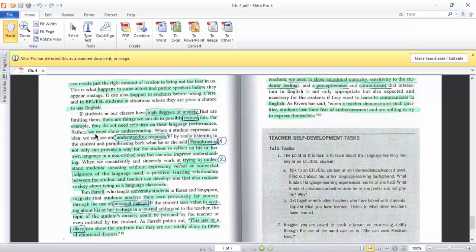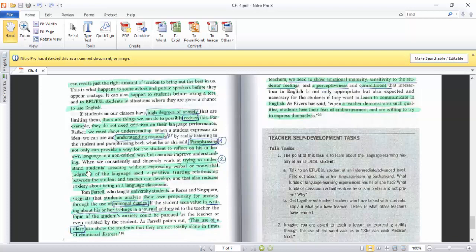Rather, we as teachers must show understanding. When a student expresses an idea, we can use an understanding response. But how can we make an understanding response? By paraphrasing. This is the first way to reduce anxiety, to make it less. How can we understand the responses of the student? By paraphrasing. It not only provides a way for the student to reflect on his or her own language in a non-critical way, but can also improve understanding.